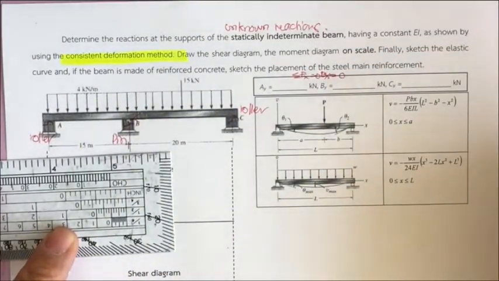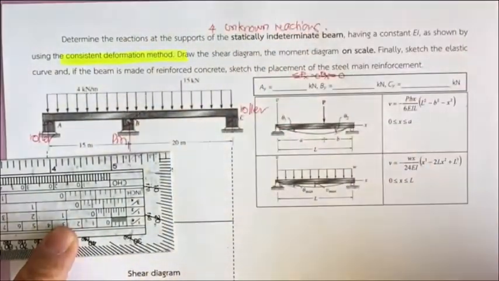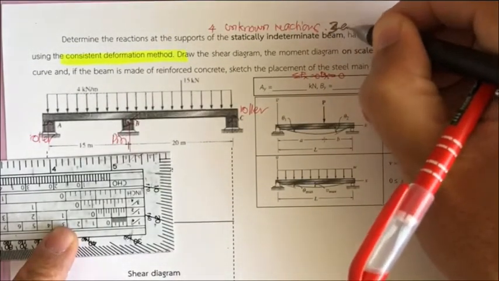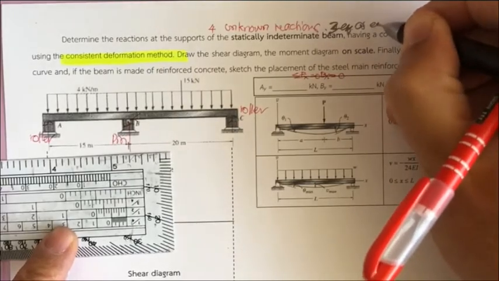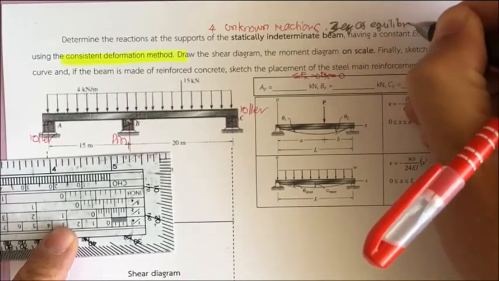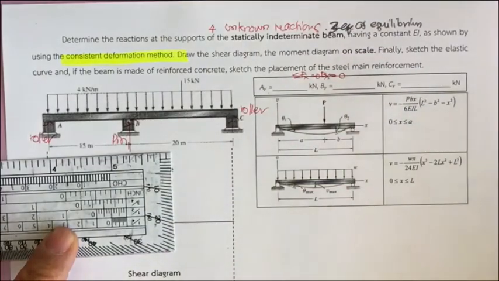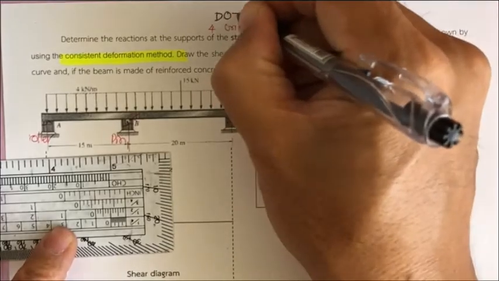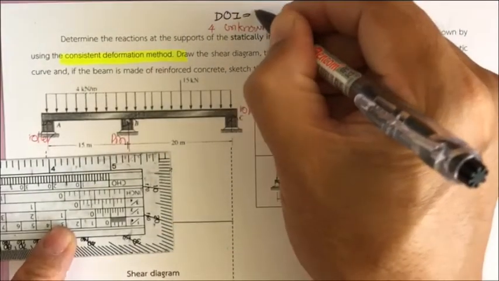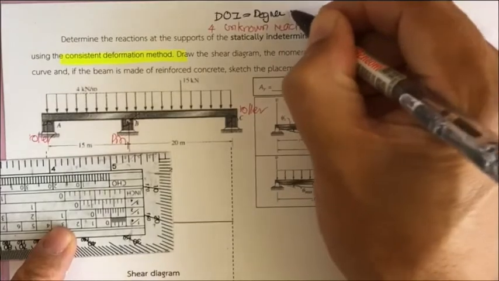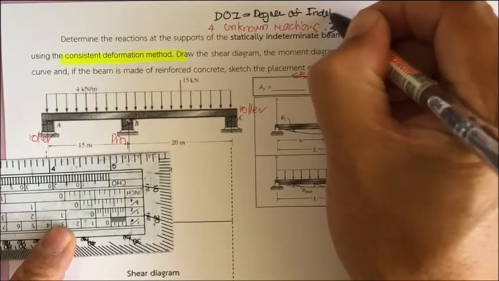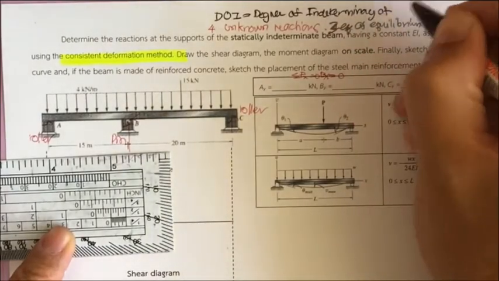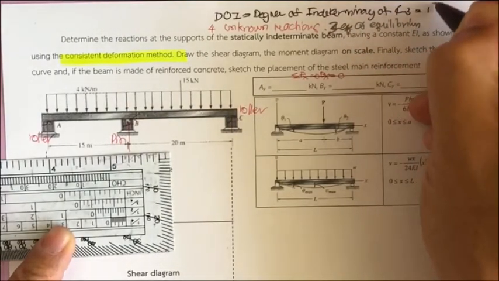Okay, you have four unknown reactions, but you have three equations of equilibrium. So by doing this, you are going to have one degree of indeterminacy, of 4 minus 3 is 1.